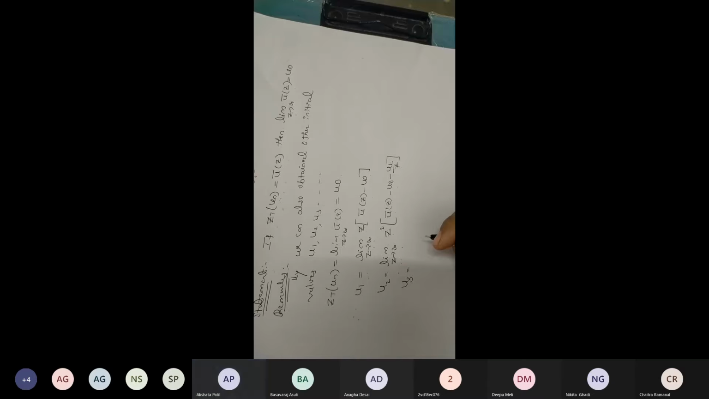Yes. The U3 formula? What about the U3 formula? Is it limit z tends to infinity, z square is there, so here z cube, of u bar of z minus u naught minus u1 by z minus u2 by z square. Okay, now this is the U3 formula. Is it clear to all of you?